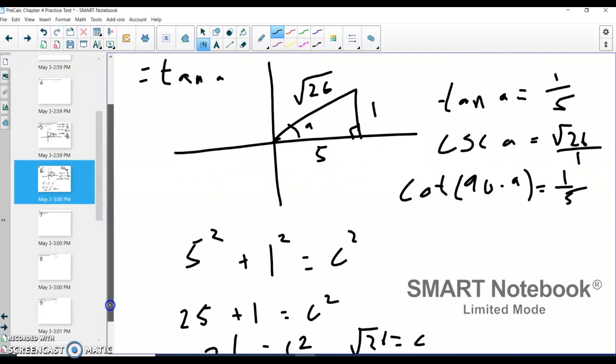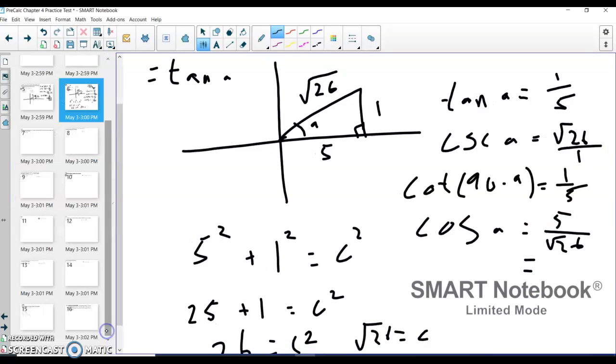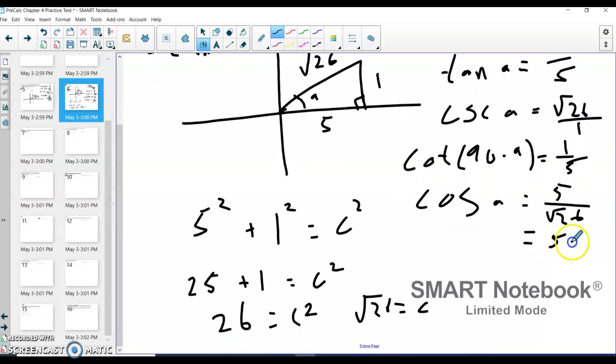Last one is the cosine of A. And cosine is adjacent over hypotenuse. So that's 5 over the square root of 26. And then when you rationalize the denominator there, that becomes 5 times the square root of 26 all over 26. And then that is how you would do those 4 right there.